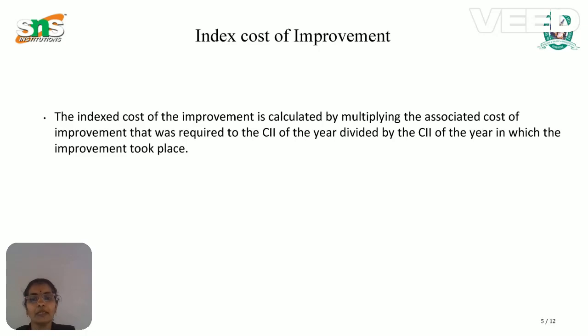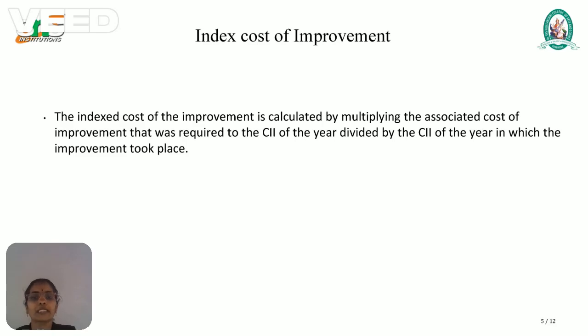For example, if we are improving our asset, we make an addition or an improvement in a particular period. At that time we have to note that particular year. The year of improvement has to be taken into account in the calculation of the index cost of improvement.